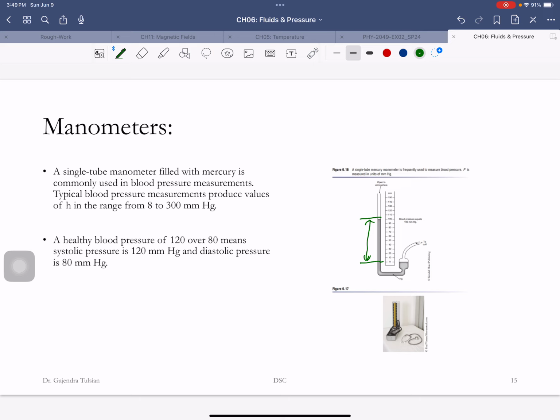Remember, 1 atmosphere is 760 millimeters of mercury. So healthy blood pressure is 120 over 80 millimeters of mercury. 10% of atmospheric pressure is about 76 millimeters of mercury, so 120 is about 15% of an atmosphere and 80 is about 10% of an atmosphere. So a healthy gauge blood pressure is 10 to 15% of atmospheric pressure.